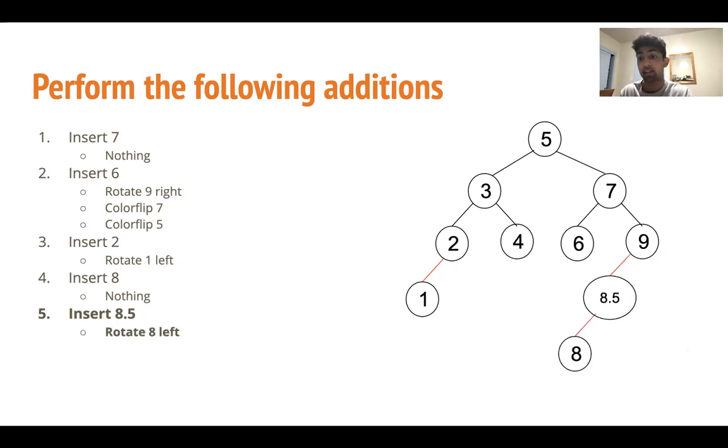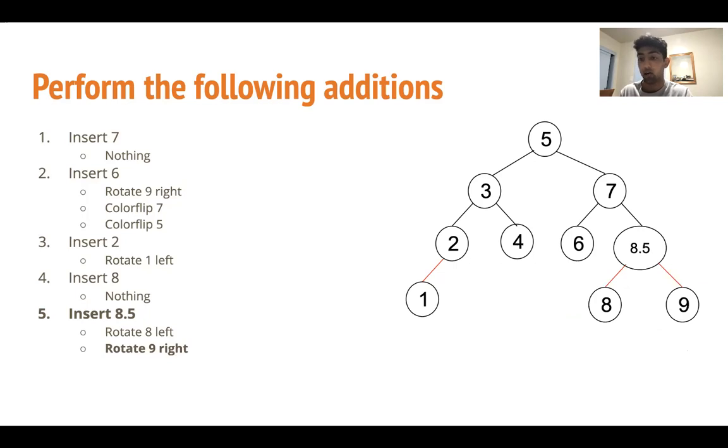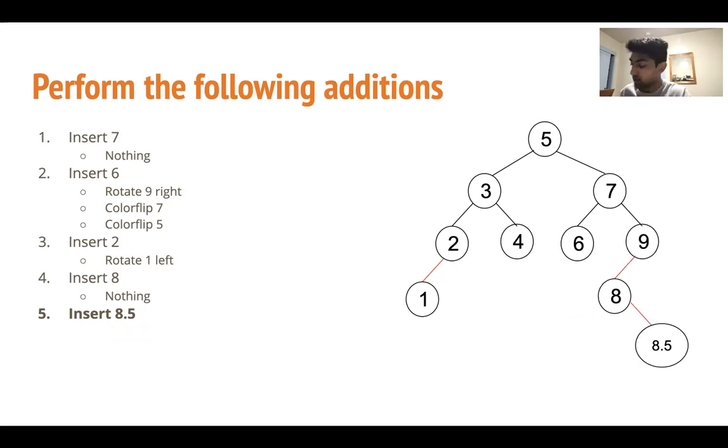Okay, we rotate 8 to the left, then we rotate 9 to the right. Okay, I'll walk through that once more. So the idea here is we need 8.5 to be a child of 7 so that we can color flip appropriately, okay? So how we are going to achieve that is we're going to take 8.5's parent, which is 8, and rotate the parent to the left. So now 8.5 is here. Then we're going to take 8.5's parent, which will be 9, rotate 9 to the right. So 8.5 will finally be a child of 7, and we could perform that desired color flip.